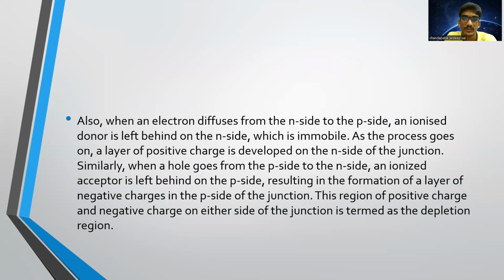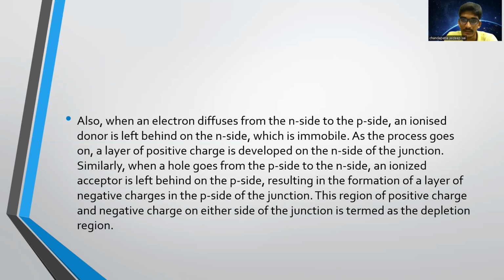Also, when an electron diffuses from the n side to the p side, an ionized donor is left behind on the n side, which is immobile. As the process goes on, a layer of positive charge is developed on the n side of the junction. Similarly, when a hole goes from the p side to the n side, an ionized acceptor is left behind on the p side. Thus, a layer of negative charge is formed on the p side of the junction. This region of positive charge and negative charge on either side of the junction is termed the depletion region.